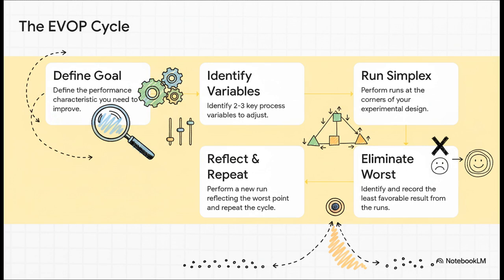But the real magic is in those last steps. You analyze the results, you find the single worst outcome, and then you strategically replace it with a new experiment that's a reflection of that worst point. This systematically walks your process away from poor performance and toward those optimal settings.